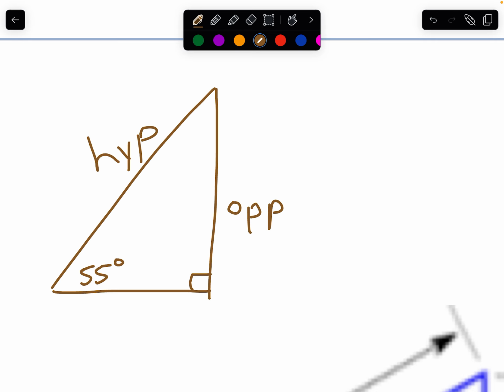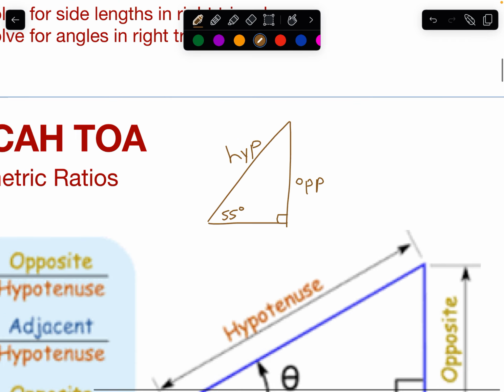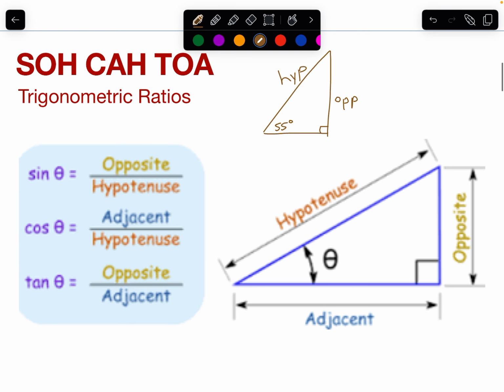And regardless of whether this triangle is scaled up or down, as long as that's a 55-degree angle within a right triangle, that ratio is going to be consistent. There are three trigonometric ratios we concern ourselves with here. They are sine, cosine, and tangent.